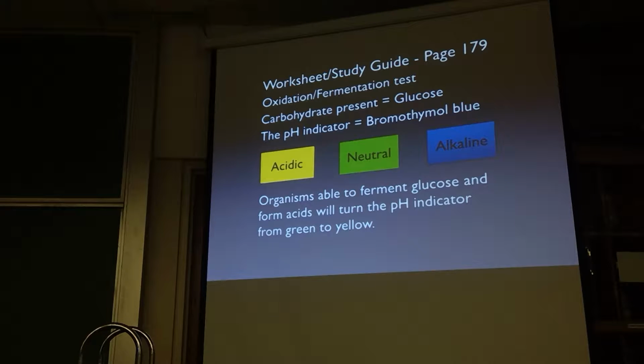The pH indicator, bromthymol blue, there you see the color change. When it's neutral, it's green. When it's acidic, it's yellow. When it's alkaline, it's blue. And what we want to see is if the organisms can ferment. Fermentation is anaerobic, right? So that means they can grow in an anaerobic environment. If they ferment and produce acid, they should turn the medium yellow.